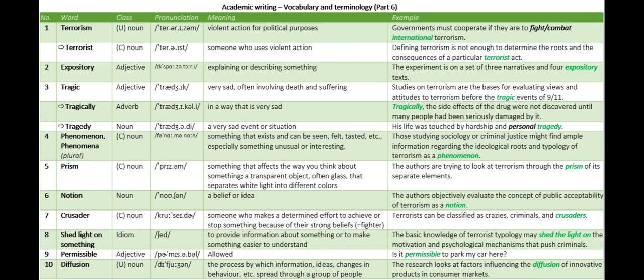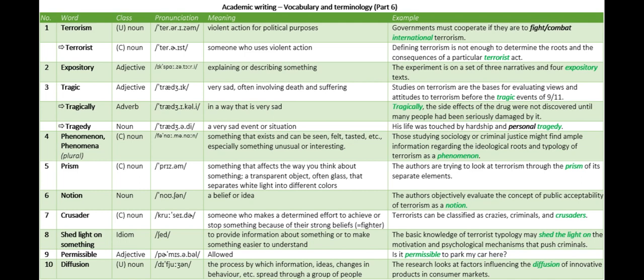7. Crusader. Countable noun. Meaning, someone who makes a determined effort to achieve or stop something because of their strong beliefs, means, fighter. Example, terrorists can be classified as crazies, criminals, and crusaders.